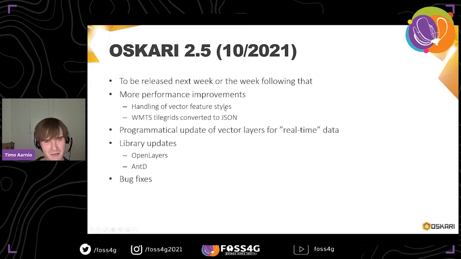While styling, there are hover styling improvements and basic feature styling improvements coming in that. Also, web map tile service style grids are converted to JSON, and again, less data has to be transferred between the server and the client. Programmatic update of vector layers for real-time data. If you have layers where you know the content has updated, there will be a request that you can call to update the contents of the map. And as usual, library updates, OpenLayers and bug fixes as always.